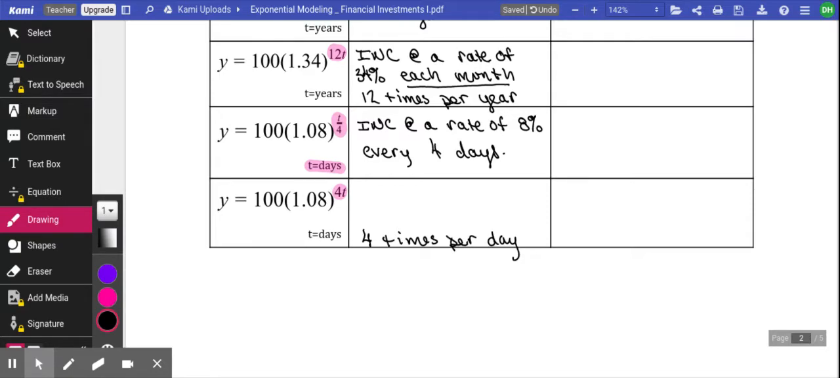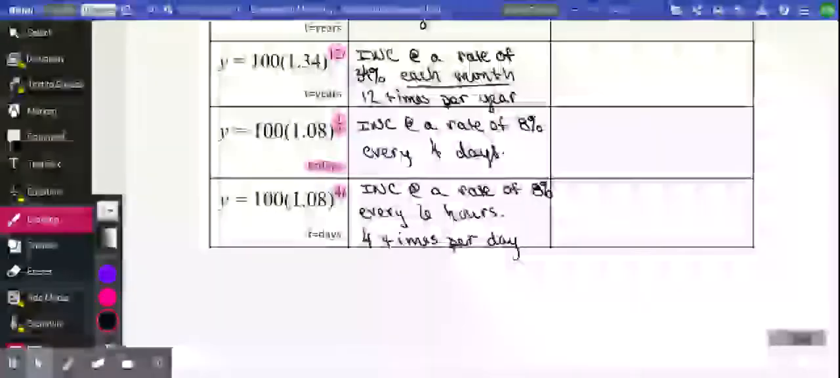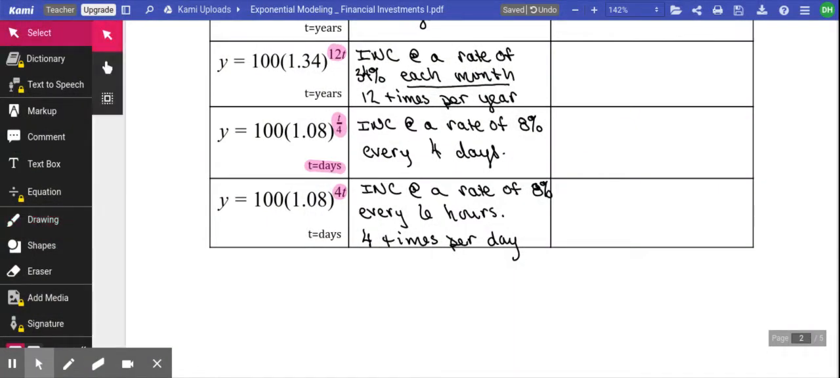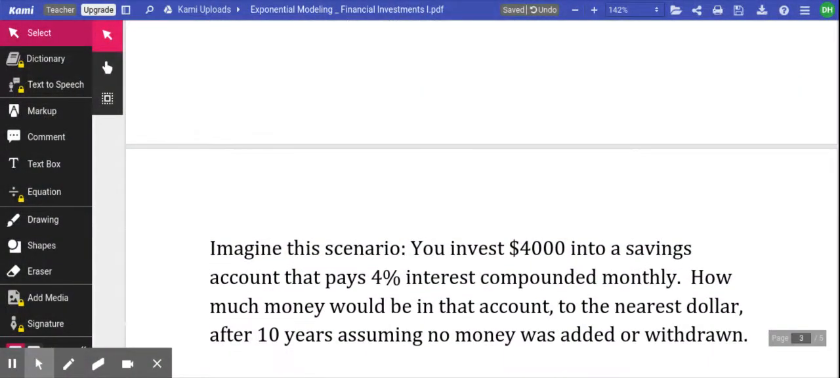So what's another way to say that? Let's think about that for a second. We're increasing at a rate of 8% every 6 hours. So when something happens 4 times in a day, that's equivalent to saying it happens every 6 hours. So there's some new interpretations that we're gradually going to get a little more comfortable with.